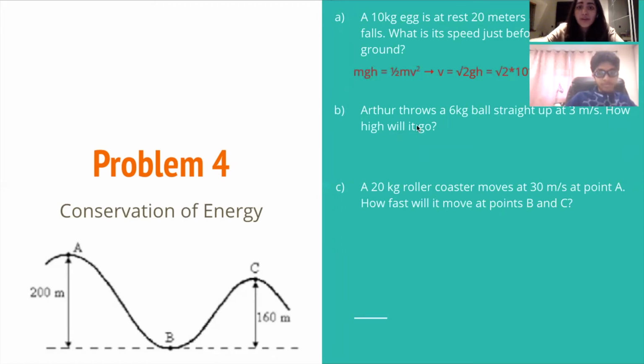So now the next problem. Arthur throws a 6-kilogram ball straight up at 3 meters per second. How high will it go? For this, it's really just the exact same problem that we did before, but flipped. We have how much kinetic energy the ball will have, but we want to find its maximum height. Therefore, we can set them equal to each other, cancel out the masses, and solve for the height, and we get 0.45 meters.